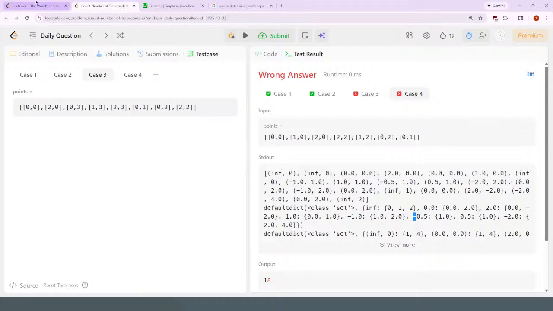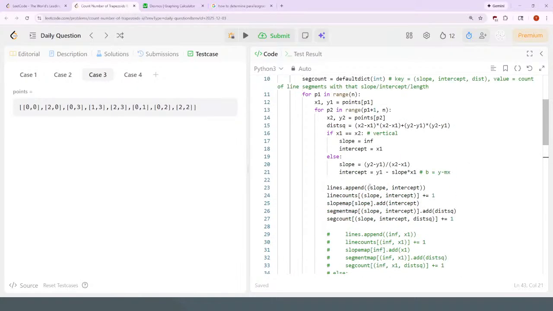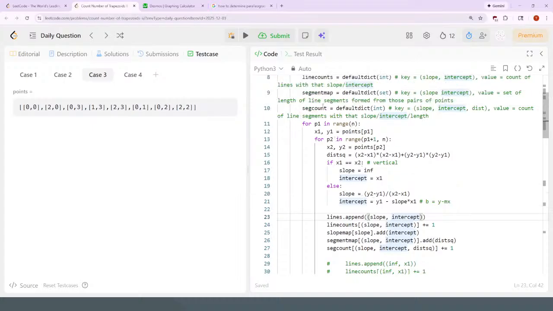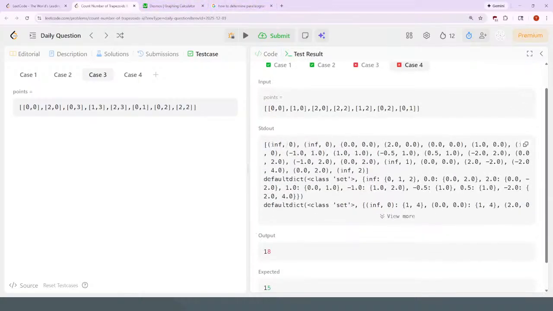What is this printing actually? Printing out the lines, where the lines are defined by the slope and intercept. Is this a set? This is just every single pair. So there could be duplicates. First two are duplicates. So here it's going to be 1, 2, 3, 4, 5, 6, 7. So there should be 7 times 6 divided by 2. So there should be 21 pairs.